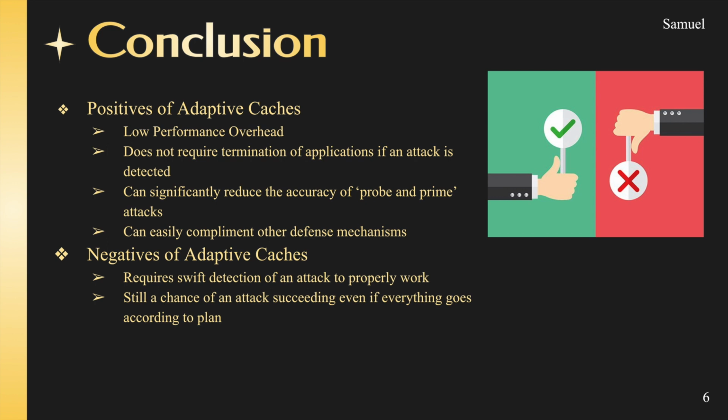However, using adaptive caches as a defense still has some negatives. For example, swift detection of an attack is paramount in succeeding against the attack. Also, using adaptive caches as your sole mechanism of defense does not guarantee that an attack will be defended against, unlike other defenses that terminate the applications.